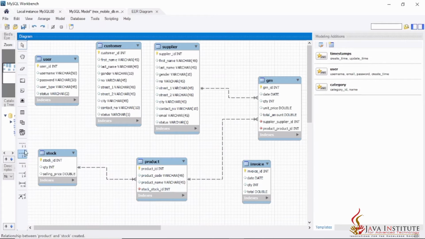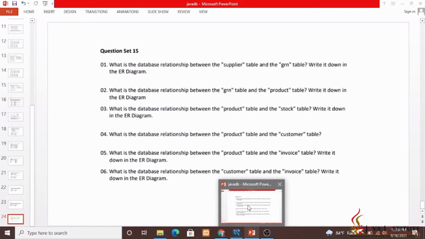So I am placing the one-to-many relationship. That means for a single invoice there can be many products. And this is how I have created the relationship between these two tables. And also let's look at the next question.